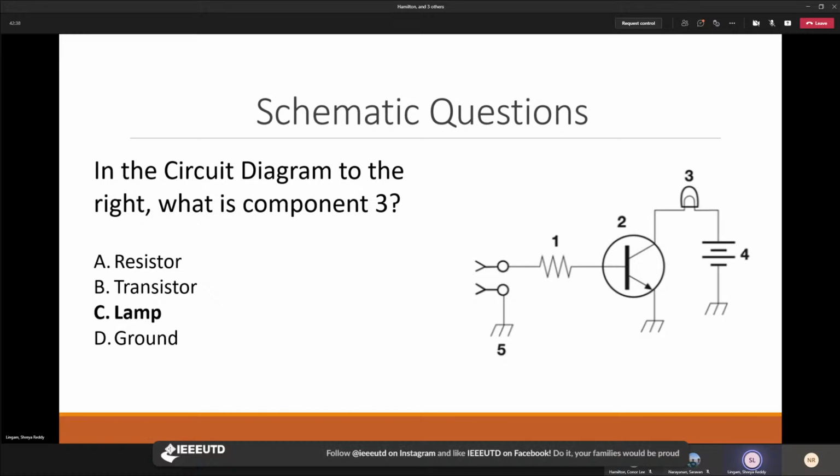Okay, so the answer is C, a lamp. So this component is an incandescent lamp, where the looping line inside of the border shape represents the filament inside the lamp. So current would be able to flow through the circuit, causing the filament to glow and the lamp to emit light.